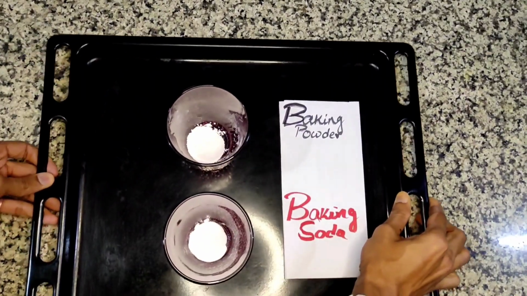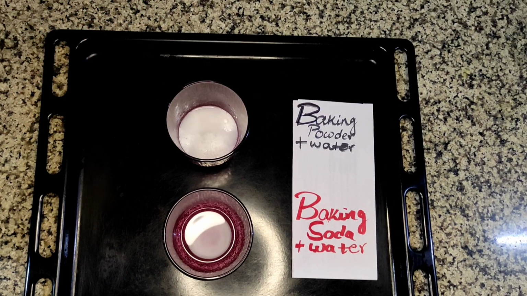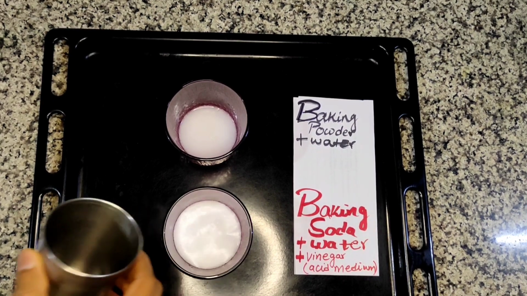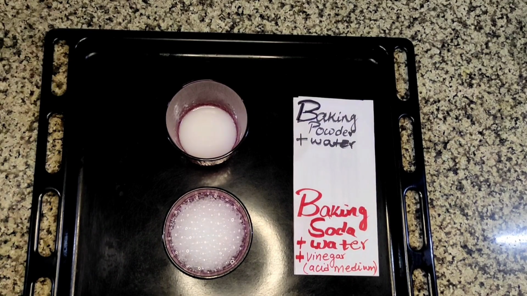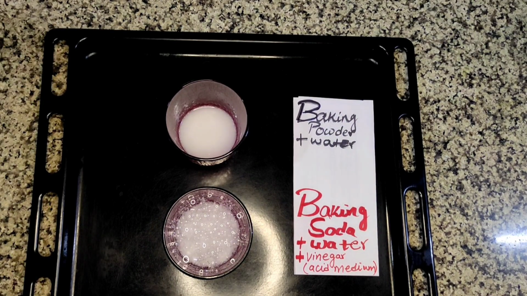Number 3, how it reacts with water. When water is added to baking powder, it reacts instantly because it already has a base and an acid to react. It does start the reaction, but it's a slow reaction for a longer period of time, releasing carbon dioxide continuously. While baking soda does not react with water because it's only a base and doesn't contain any acid, so we will need to add an acid such as vinegar or lime juice.